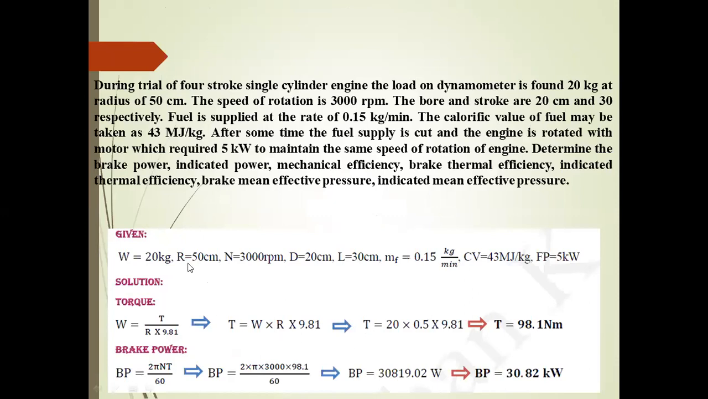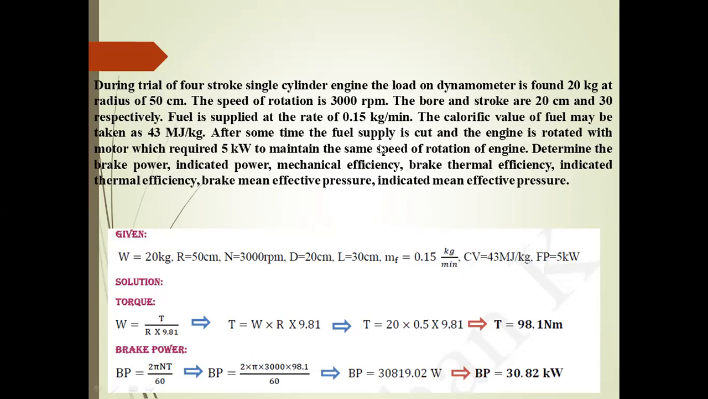So come to the next problem. During the trial of a 4-stroke single cylinder engine, the load on the dynamometer is found to be 20 kg at a radius of 50 centimeter. The speed of rotation is 3000 rpm. The bore and stroke are 20 centimeter and 30 centimeter respectively. The fuel is supplied at the rate of 0.15 kg per minute. The calorific value of the fuel is taken as 43 megajoules per kg. We can convert it into kilojoules per kg.